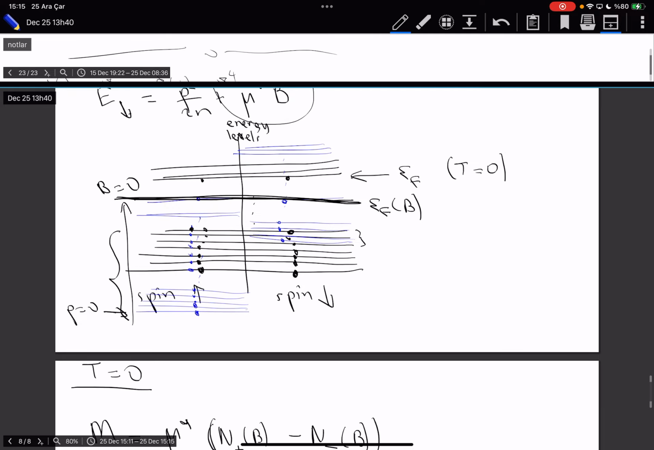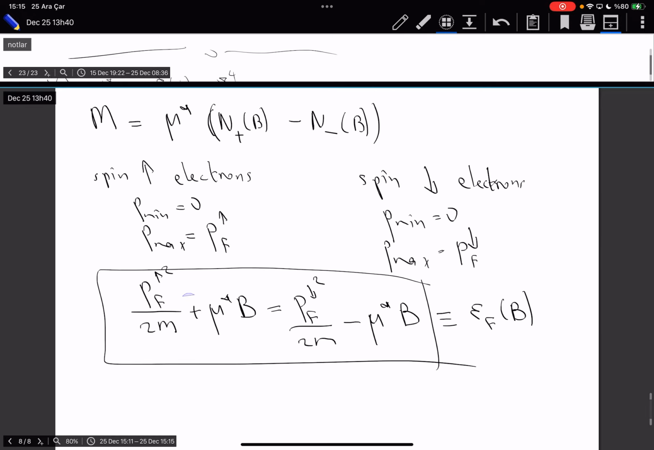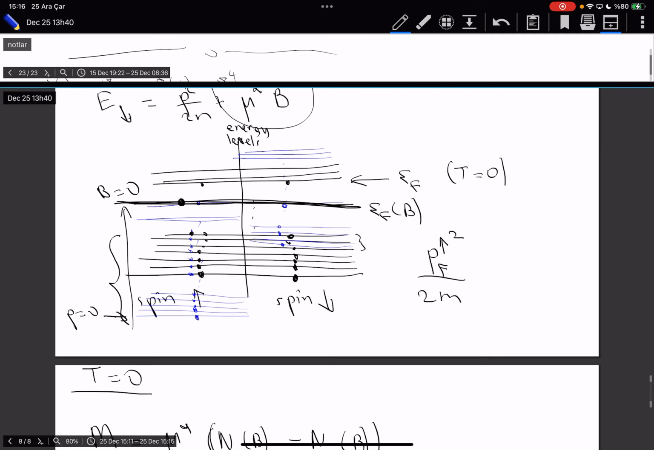You see, this particle over here has a momentum p Fermi up, whatever the Fermi momentum is for the spin-up particles. So its kinetic energy will be p Fermi up squared over 2m. This is a spin-up particle, so its total energy will not be just the kinetic energy, there will also be this energy. I made a mistake. Okay, this is minus, this is plus. So the total energy of that particle is this one: kinetic energy plus the magnetic potential energy.